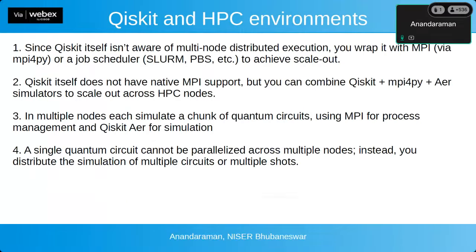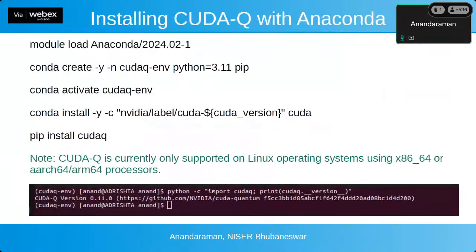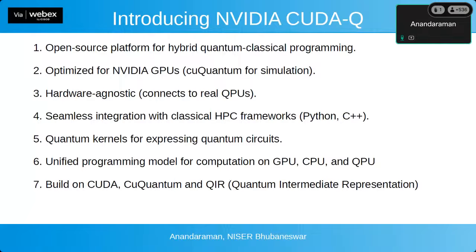Okay, skipping ahead because today's topic is this. What is NVIDIA CUDA-Q? It is an open source platform for hybrid quantum classical programming. So the programming environment is ready now for hybrid. Now we can master CUDA-Q. When it is available, we can explore these things. It is hardware agnostic, with seamless integration with classical space. Python and C++, both it supports.